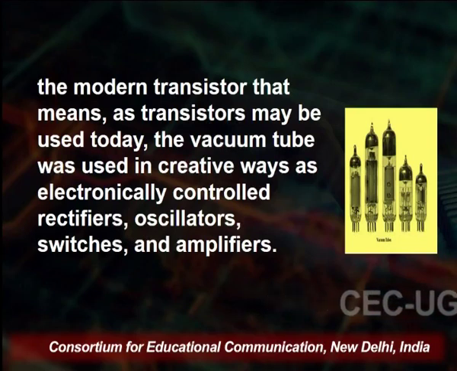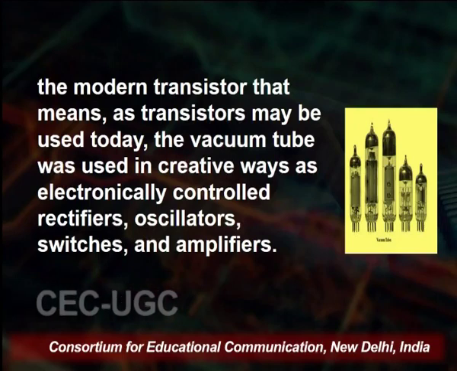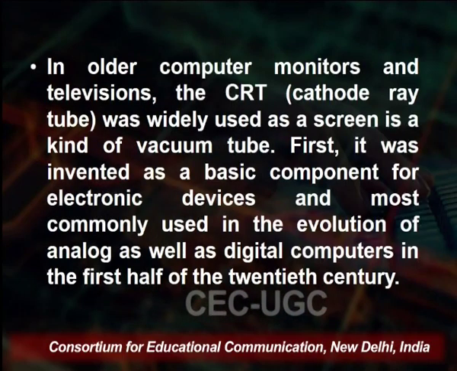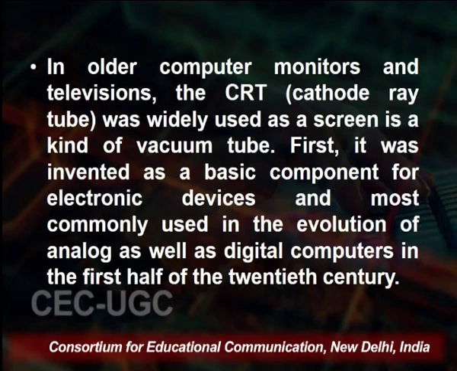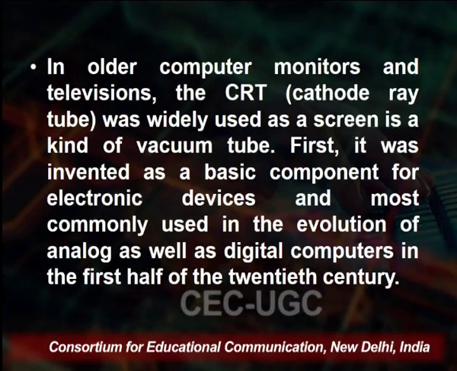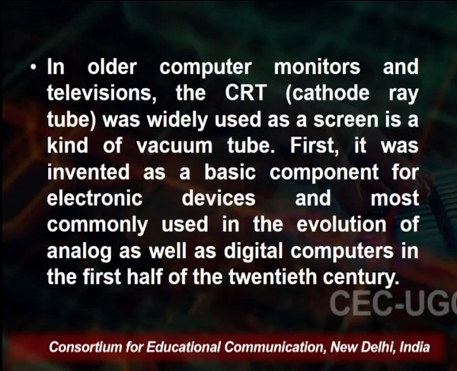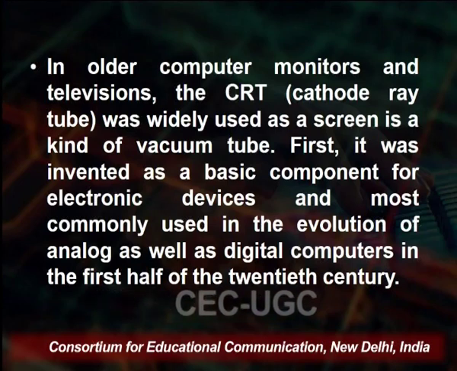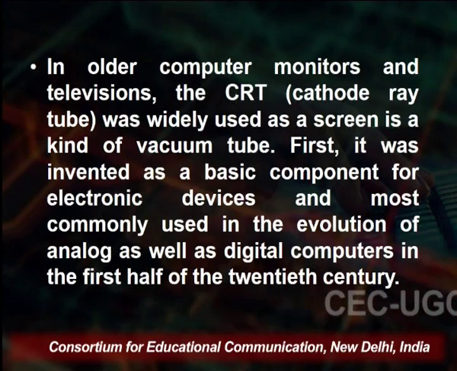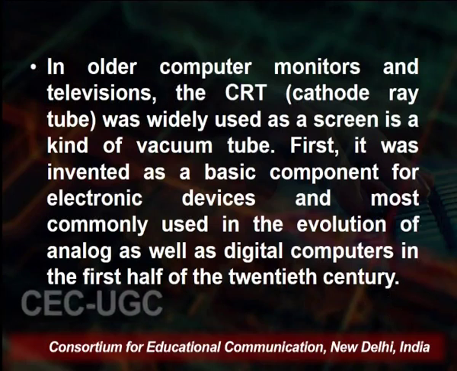You see on the right hand side, you must have seen this type of vacuum tube in many electronic devices. In older computer monitors and televisions, the CRT, cathode ray tube, which is a kind of vacuum tube, was widely used as a screen. It was first invented as a basic component for electronic devices and was most commonly used in the evolution of analog as well as digital computers in the first half of the 20th century.